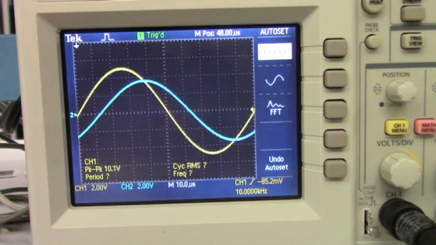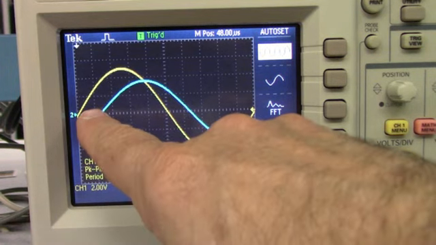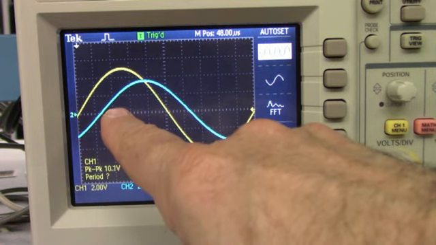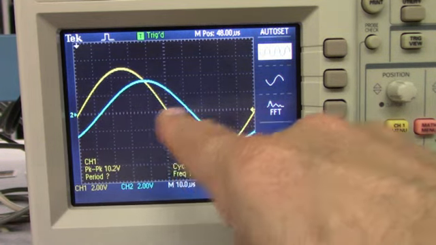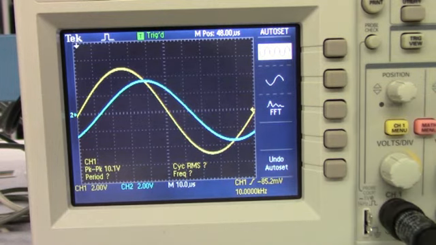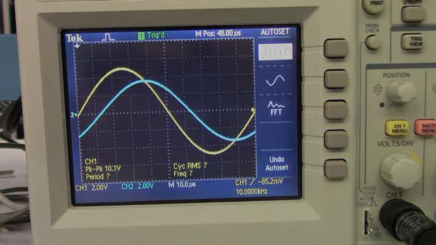15 microseconds is 45 degrees out of 360 degrees, so we have just about 45 degrees of phase shift. That would be almost impossible to determine if we were in the stacked mode. So make sure you use the correct mode when you have multiple traces that you're looking at.